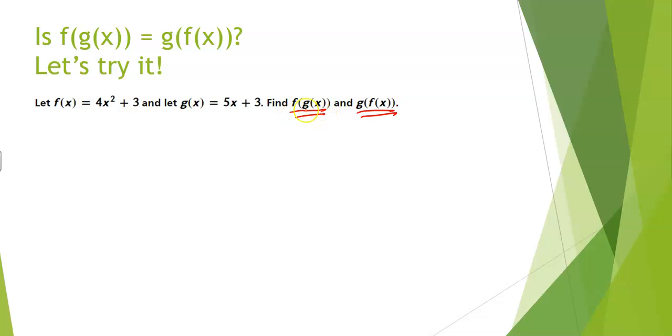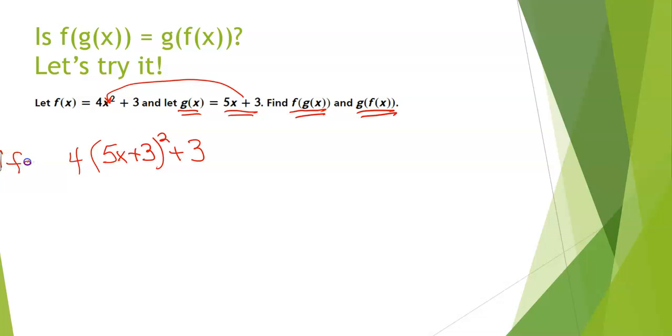So f of g of x. So g of x is 5x plus 3. So that's my output when I perform this g of x on x. This is what I get. Now the output here becomes the input here. So I'm going to square that, multiply it by 4, and then add 3 to it. So it can be written like this too, f circle g. This is the same thing as this.